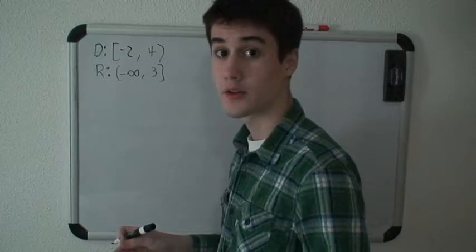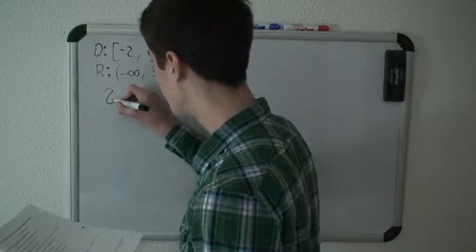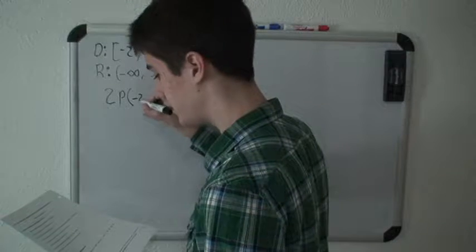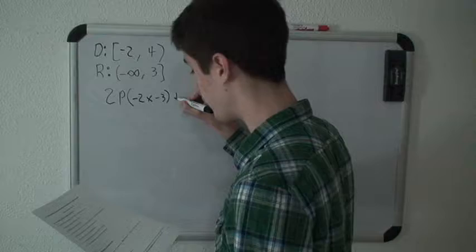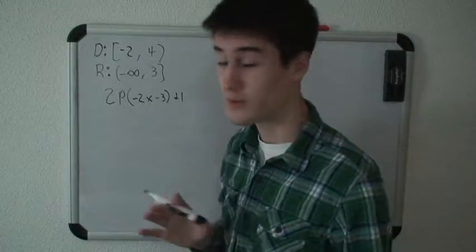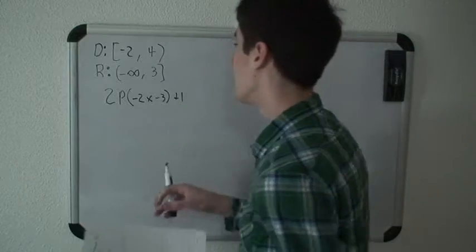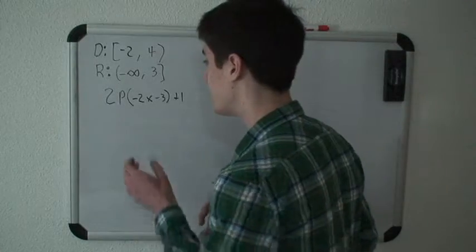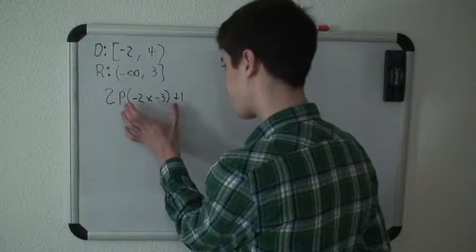So our transformation is going to be 2p of -2x minus 3, and then plus 1. So let's go over what happens to all of our x values. Basically, to all of our x values, we apply the inverse of everything inside of our parentheses here.